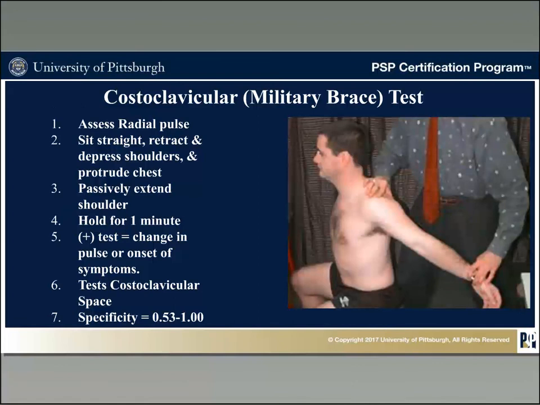The costoclavicular test or military brace test, again, places the stress in the thoracic outlet region more into that costoclavicular area. So in this particular instance, again, we're monitoring the radial pulse while the arm is being held and maintained in an extended position.